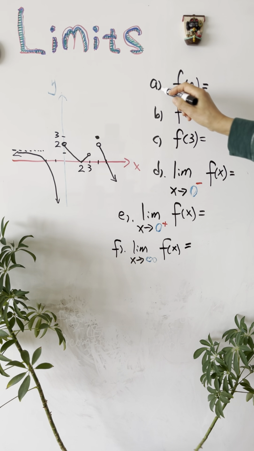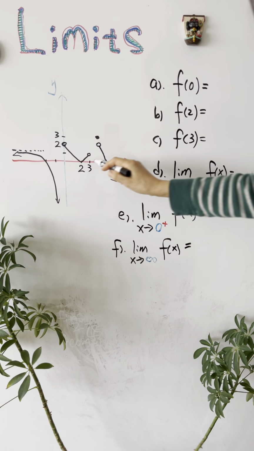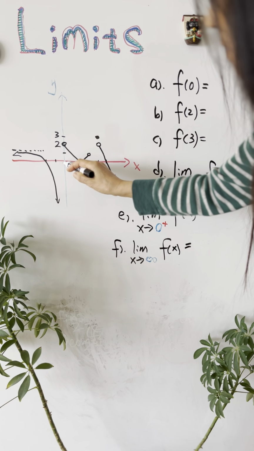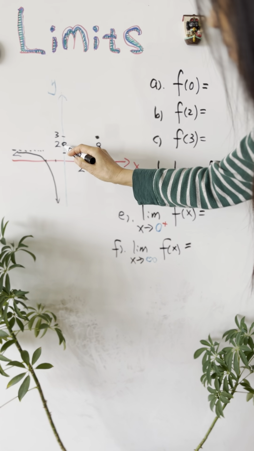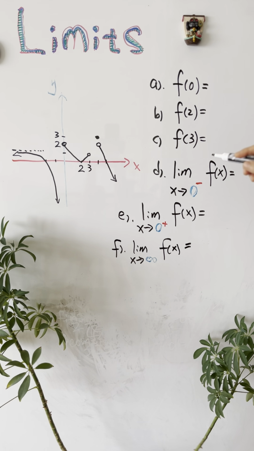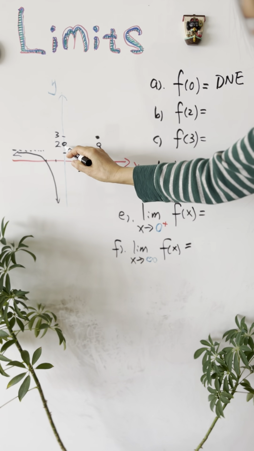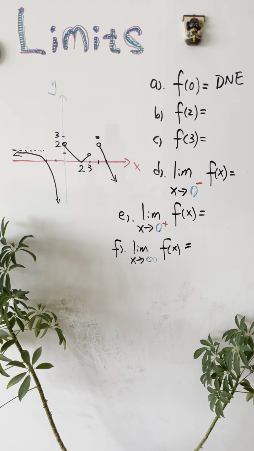So we have f of 0. Let's go to x value to be 0. When x value is 0, we go to the graph. The graph's here, but we have an empty circle. Empty circle means there's no f of 0, so it does not exist. So f of 0 does not exist because 0 is not in the domain of this function.